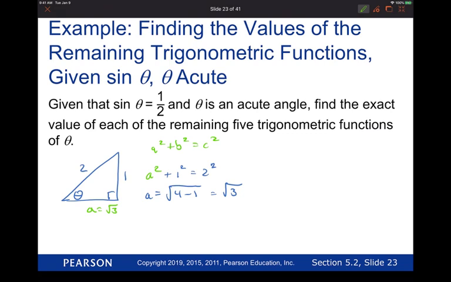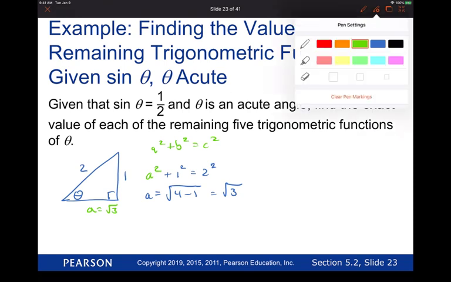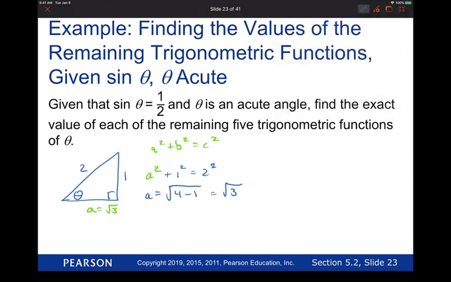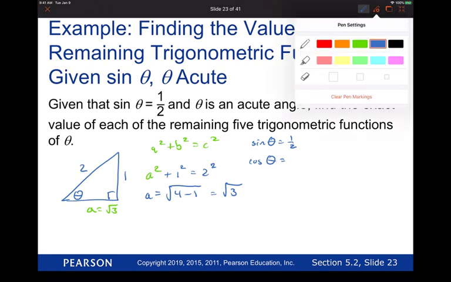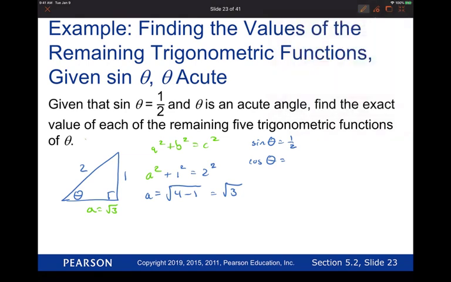Okay, so now we have all the parts. It says find the exact value of the remaining trig functions. So once we have all parts of the right triangle, we already said that sine of theta is a half. I think this is okay. So tell me about cosine of theta. So from SOHCAHTOA, cosine is adjacent over hypotenuse, right? So then that's going to be the square root of 3 divided by 2.